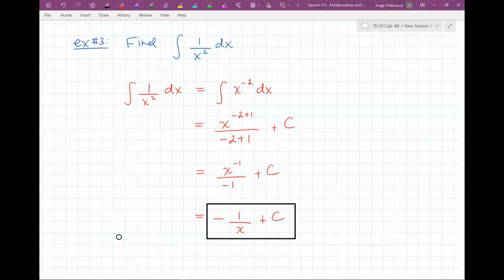Remember, the negative 1 in the denominator just became a negative in the front. That x to the negative 1, I rewrote it as a fraction, 1 over x. And again, if you want to check to see if you got it right, take a derivative of that function, and you should get 1 over x squared.